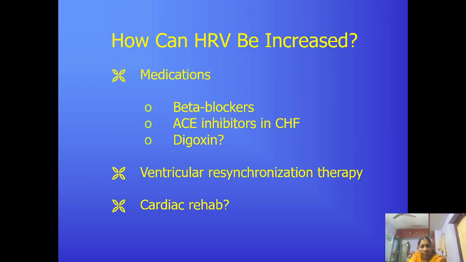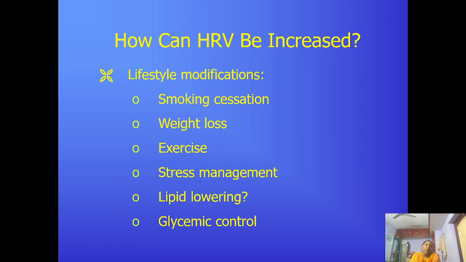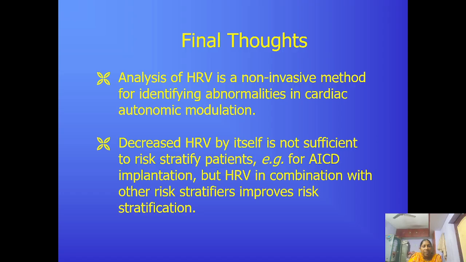And how can the HRV be increased? Through medications like beta blockers, ACE inhibitors in congestive heart failure, and ventricular resynchronization therapy, cardiac rehab. So these are certain things by which we can increase the HRV when it has decreased. Another way is lifestyle modification like smoking cessation, weight loss, exercise, stress management, lipid lowering, and glycemic control. All these things will make the HRV increase.